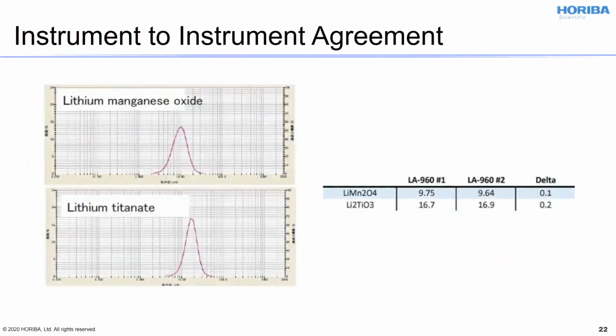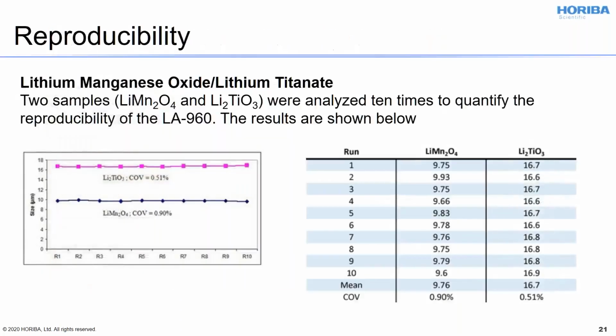Instrument to instrument agreement, we have 2 different analyzers, a difference of 0.1 micron on about 10 with the lithium manganese oxide, and with lithium titanate 0.2 microns on about 17 microns. So very good agreement between the instruments. The basis for that, of course, is nice tight reproducibility on a single instrument.